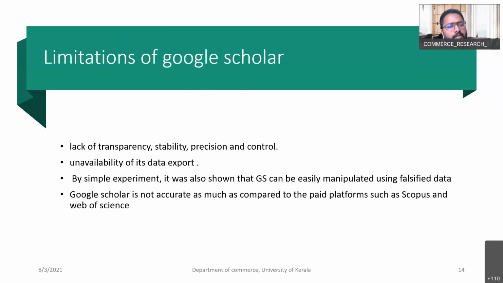So the limitations of Google Scholar are lack of transparency, stability, precision, and control, and limited availability of data export. By a simple experiment, it was also shown that Google Scholar can easily be manipulated using falsified data. You can see that all fake manuscripts, all cooked-up manuscripts, are indexed in Google Scholar. You can download them and see that those papers did not have proper quality. So Google Scholar is not as accurate as paid platforms such as Scopus and Web of Science.